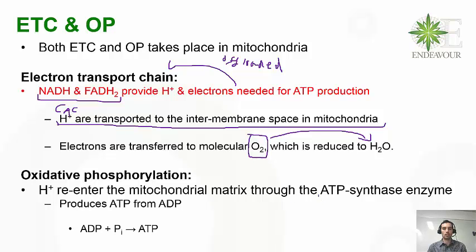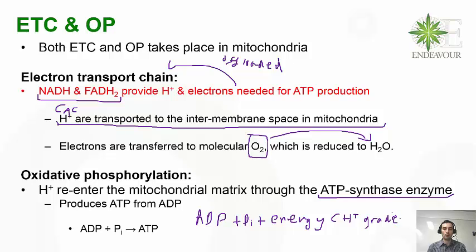This is where we use these H+ to go through an enzyme called ATP synthase, and by the H+ flowing through this ATP synthase, it provides energy. So that allows us to perform this reaction. We've got ADP plus phosphate, and we also have the energy provided by the H+ gradient, the movement of our H+ through this enzyme, and that is able together to create ATP.